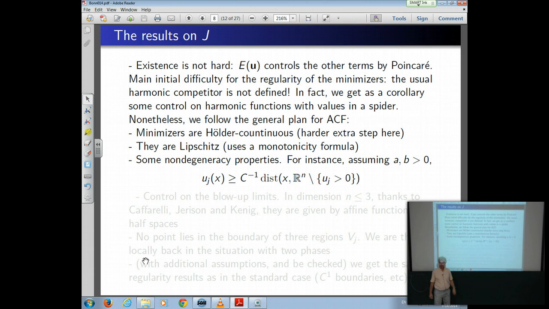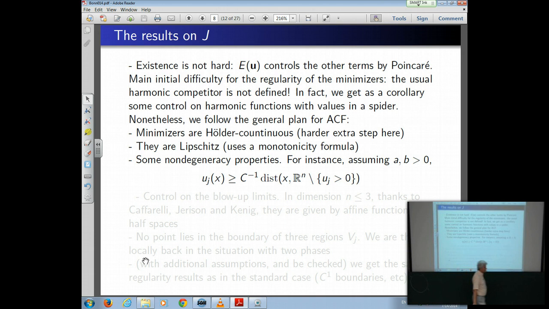Typically we get this because we pay for volume. Remember, for instance, I gave you this possible formula with A times the volume plus B times the volume squared. In order to get this, we have to take A to be, let's say, strictly positive, or larger than some constant. And in the standard Alt-Caffarelli business, it means that Q plus and Q minus should be bounded away from zero. And again, it's not so shocking.